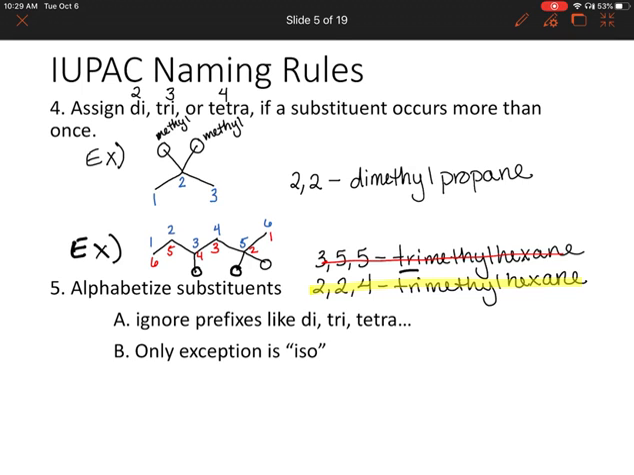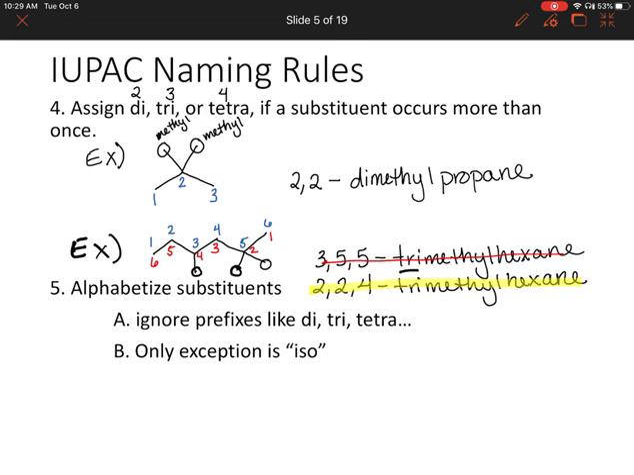Now the last rule, number 5, is we need to alphabetize substituents. So let's say we have more than one type of substituent. So instead of just methyl groups, what if we have other types of groups? Then we're going to list them in alphabetical order. Now we will ignore prefixes like di, tri, and tetra. So I'll show you an example of that.